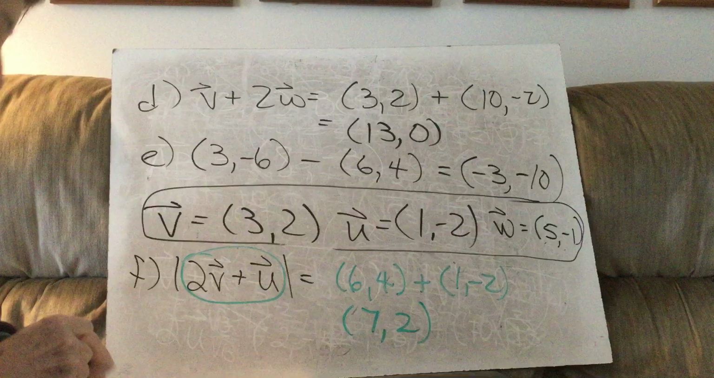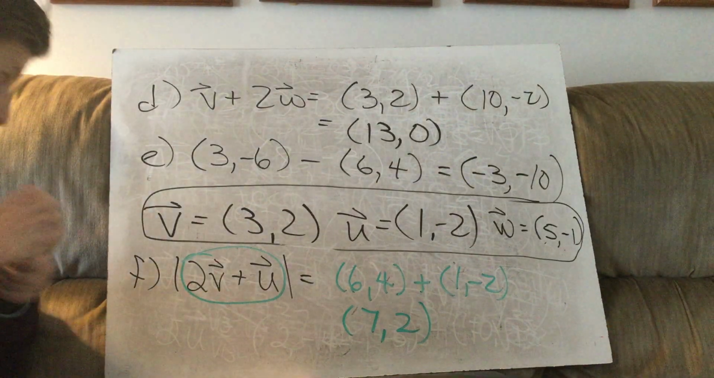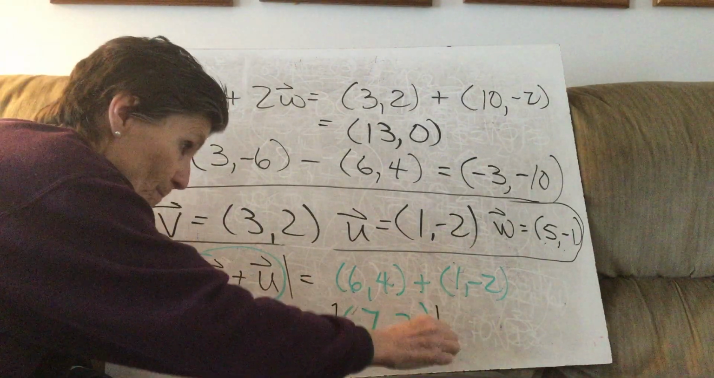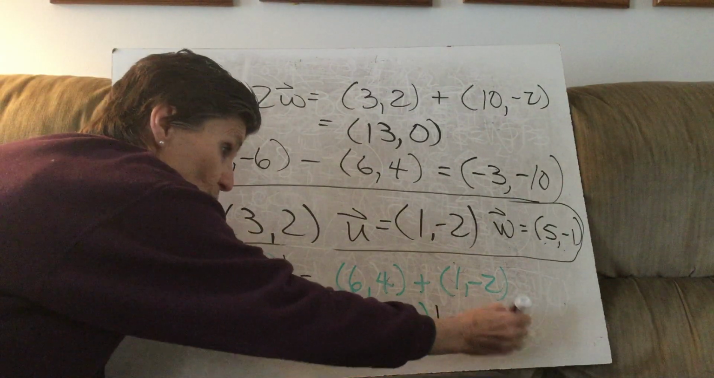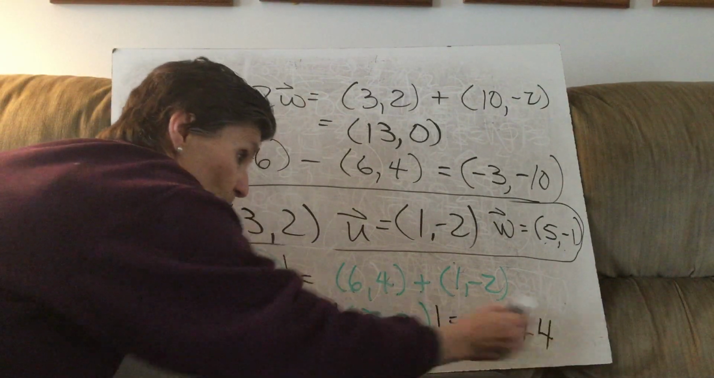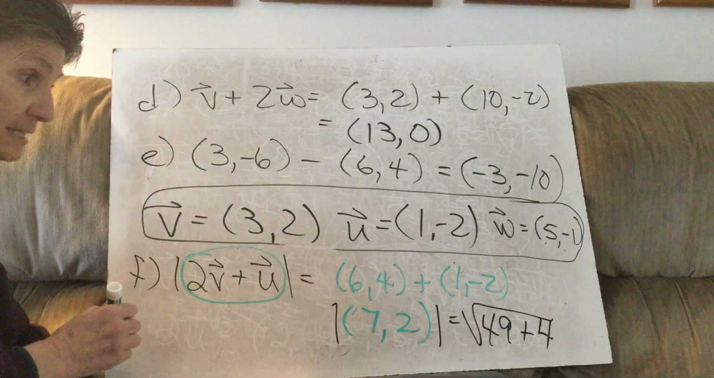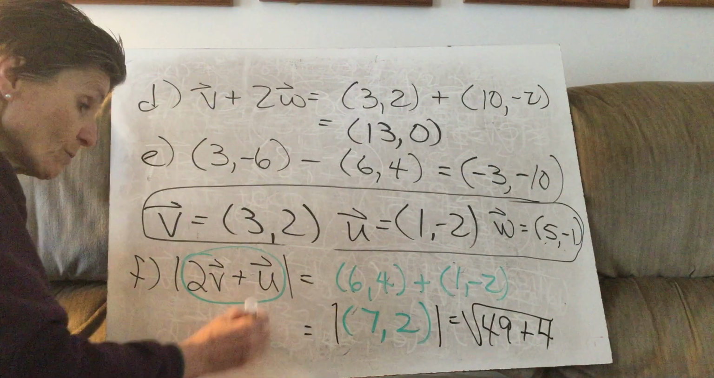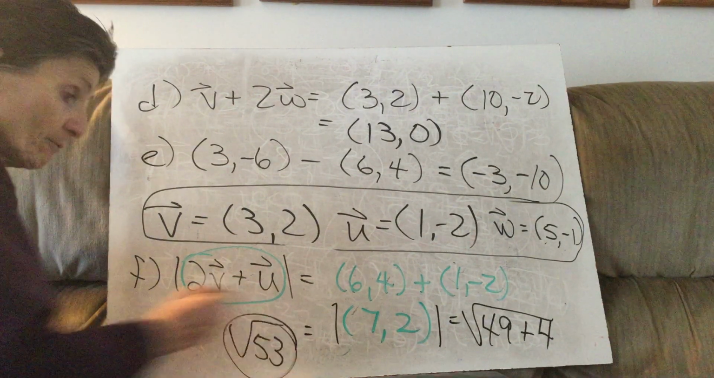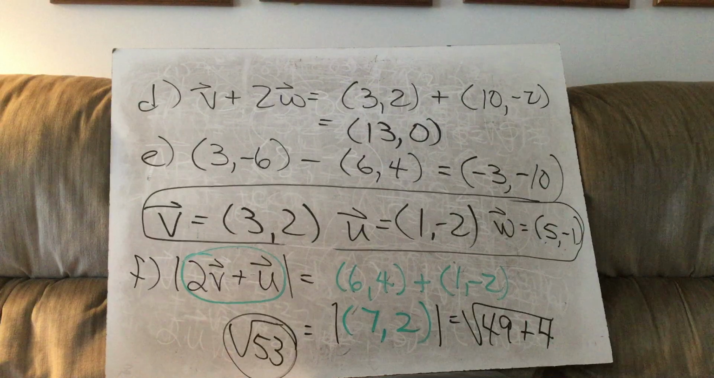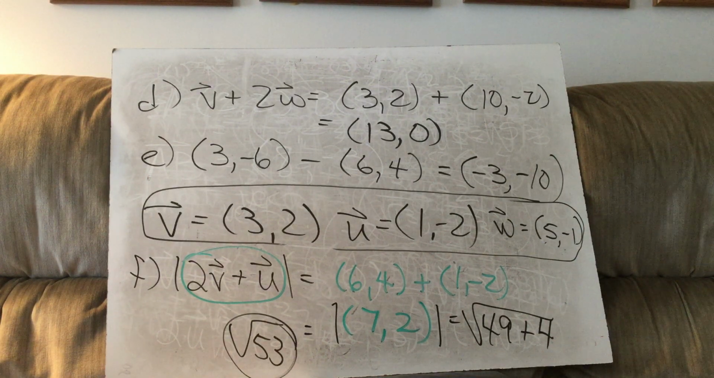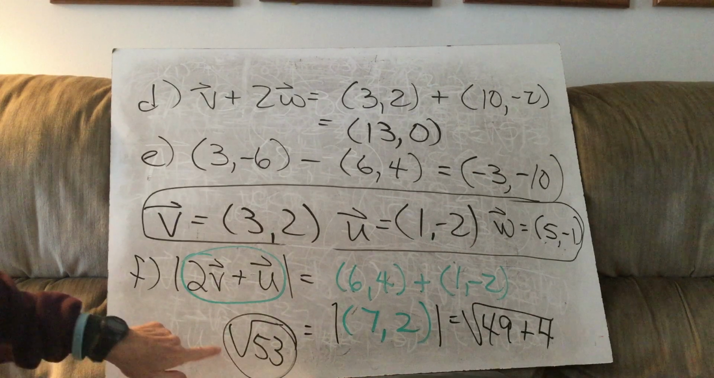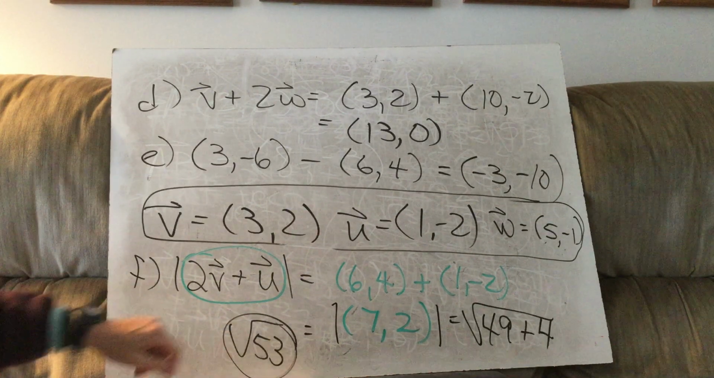Now, I need to do the magnitude of that. I still have the magnitude to do. So when I do the magnitude, remember, I square the first one, square the second one, add them together, and take the square root. So the answer is the square root of 53. So there are quite a few steps to that problem. Go back and do it again if you lost track in there somewhere. But the final answer is the square root of 53.